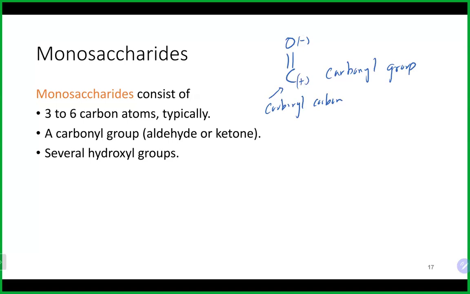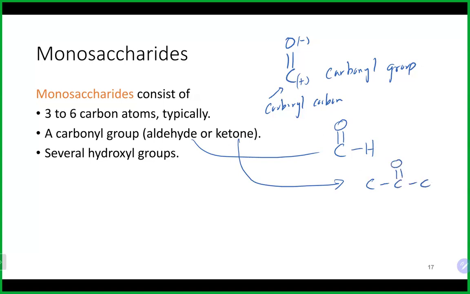Now, these monosaccharides will also have one of two organic functional groups that we've seen before. They will have our aldehyde group, a reminder, a carbon with an oxygen double bond and a hydrogen. Or they will have our ketone group, which has the carbonyl with a carbon on each side. The ones we'll look at here will have either the aldehyde group or the ketone group. They will also have several OH groups.